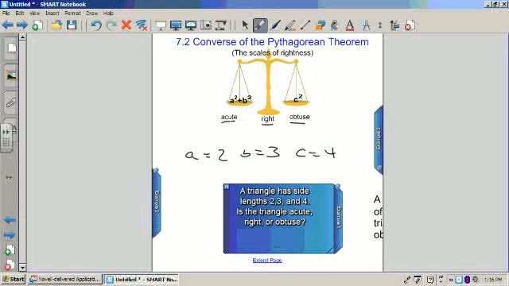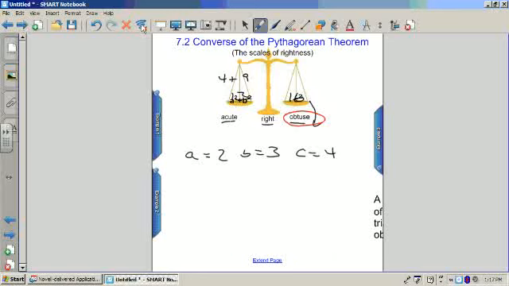Looking at my scale on the left-hand side, I need to do a squared plus b squared. Well, a squared is 4, and b squared is 9. 4 plus 9 is 13. 13 goes in the left-hand scale. On the right-hand side, I have c squared, which is 16. Now, 16 is bigger than 13. Because of that, my scale is going to tilt to the right. As it tilts to the right, I find out that this triangle must be obtuse. Because c squared is greater than a squared plus b squared, my triangle is obtuse.